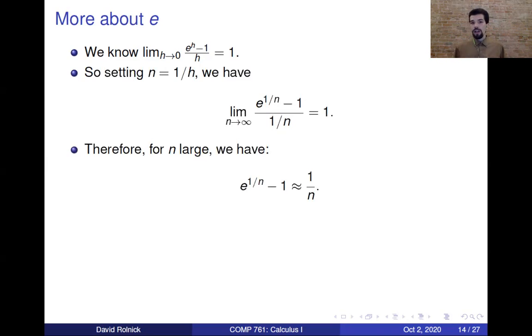That means for n large, this is a good approximation. So for n large, we have e to the 1 over n minus 1 is about 1 over n.